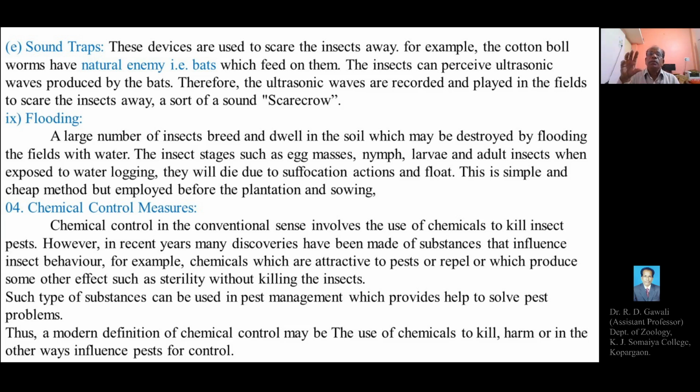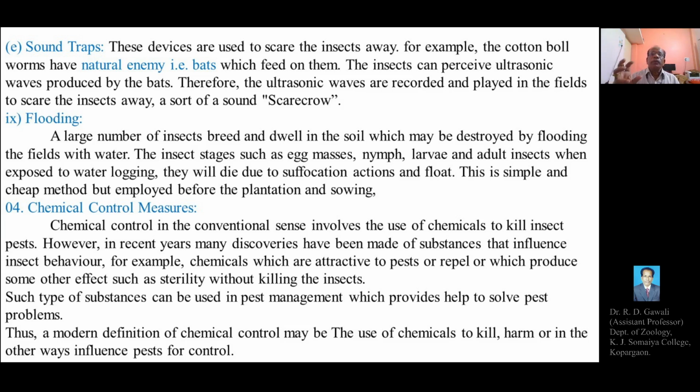The bats produce ultrasonic waves, which are perceived by the cotton boll worm. So we can use sound traps of the same frequency as the ultrasonic waves produced by the bats, which can be perceived by the cotton boll worm. We can produce an artificial device which can produce sound waves similar to the ultrasonic waves produced by the bats.